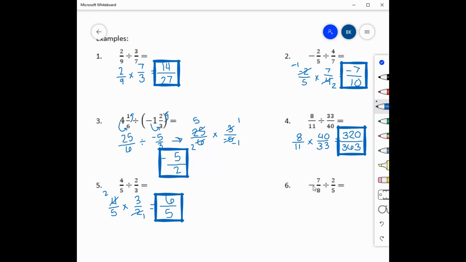The last problem we are going to look at is negative 7/8 divided by 2/5. Keep negative 7/8, change, and flip to 5/2. Simplify diagonally, which we cannot. Now multiply straight across. We get negative 35 over 16.